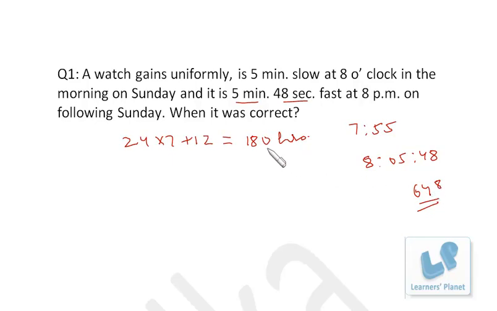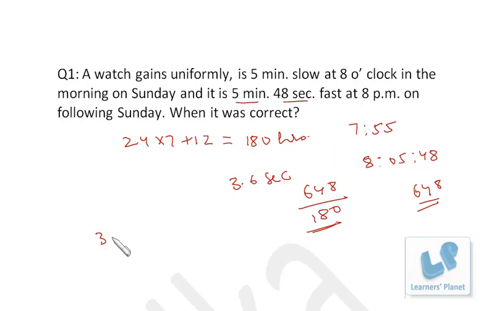So 648 seconds in 180 hours, that means every hour it is gaining 3.6 seconds. That is 648 by 180. Right, every hour it is gaining 3.6 seconds, right? So precisely we have to find out the correct time. That means actually it is showing 7:55 and it has to show 8 o'clock, right? That will be the right time. Okay, when the correct clock is showing 8 o'clock, this clock has to show 8 o'clock. That means it has to gain 5 minutes. 5 minutes, that means 300 seconds, right?